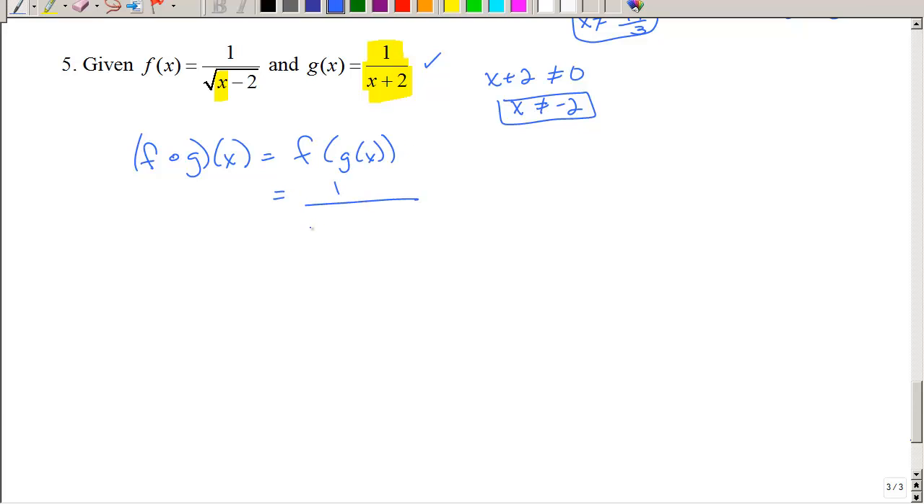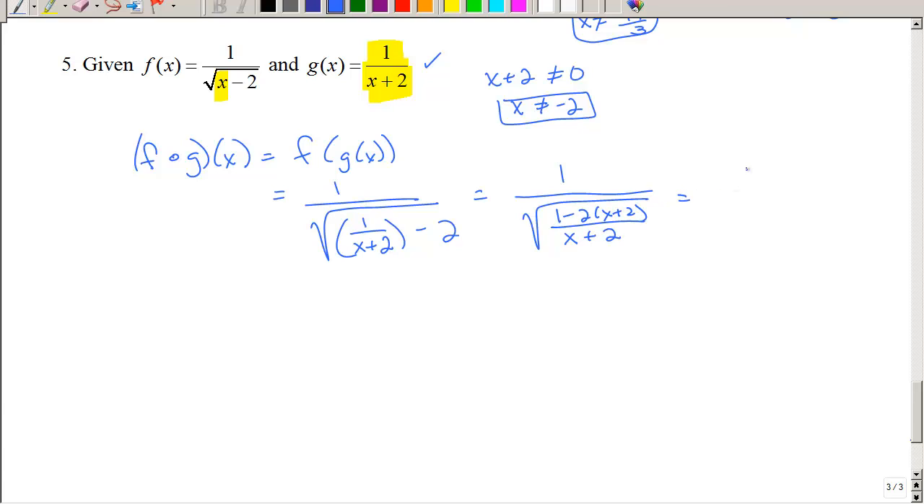So we have 1 over the square root of something minus 2. And what is that something? That. Now, how do you simplify that? Well, how about let's find a common denominator, which is x plus 2. Let's simplify that. Keep going. I'm going to collect like terms.